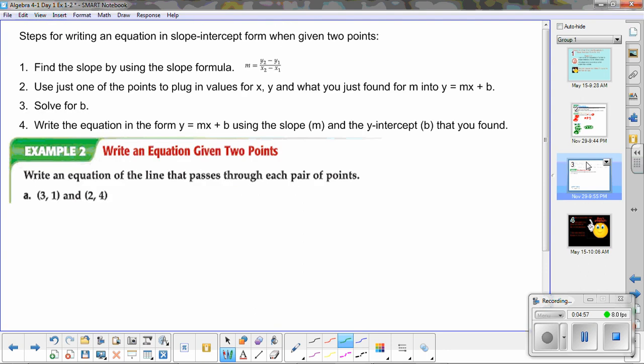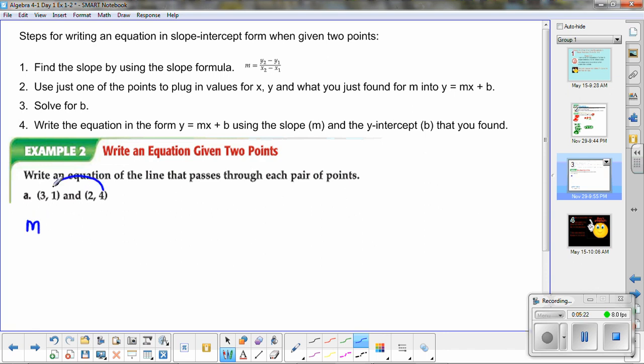Next, we're going to be writing an equation in slope-intercept form when given 2 points. It's very similar steps with one added step at the beginning. We're going to find the slope of the line by using the slope formula, which remember is y2 minus y1 over x2 minus x1. So the first thing we need to do here is find the slope, or find m.